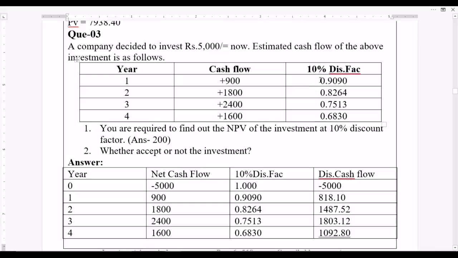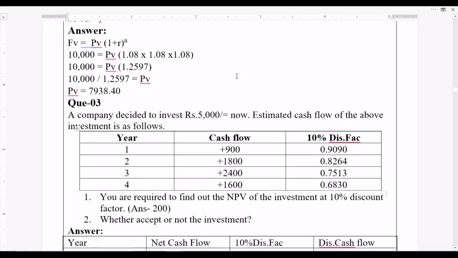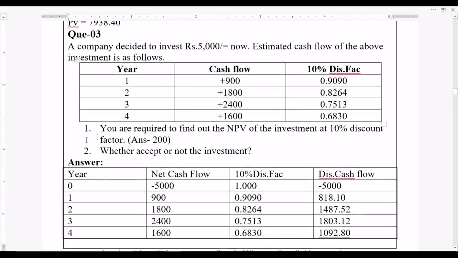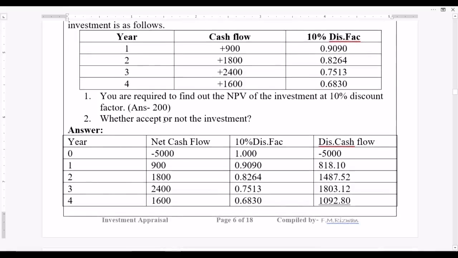Right. Here the discount factor is given, so you need not calculate it manually. From the table it is given to you. Now you are required to find the net present value of the investment at a 10% discount factor. Second question, whether to accept the investment or not. Right. Now we shall discuss the answer.